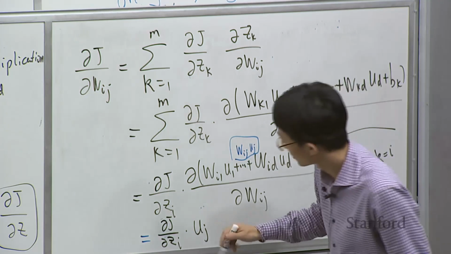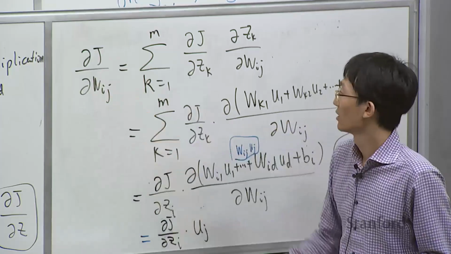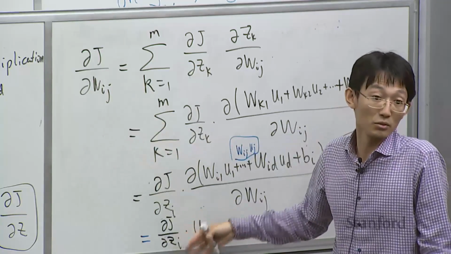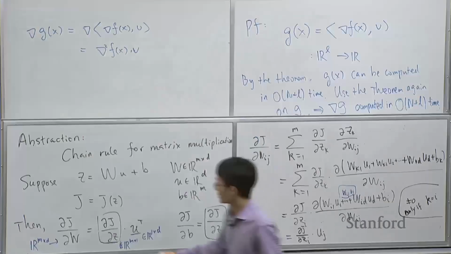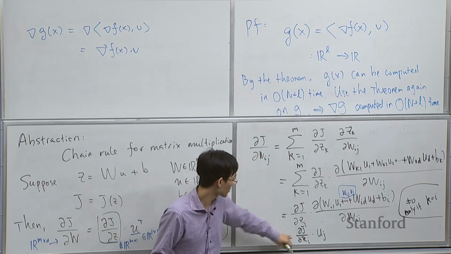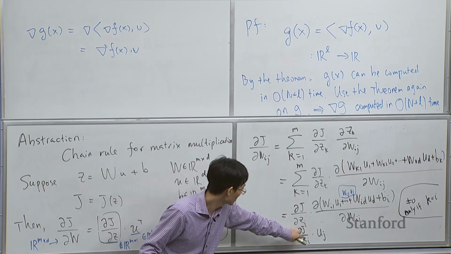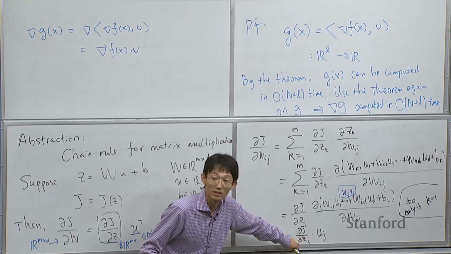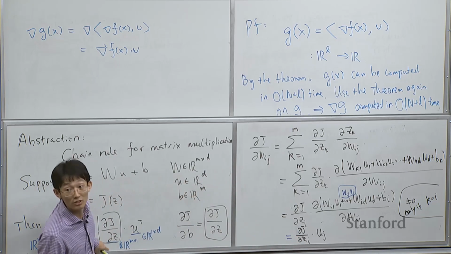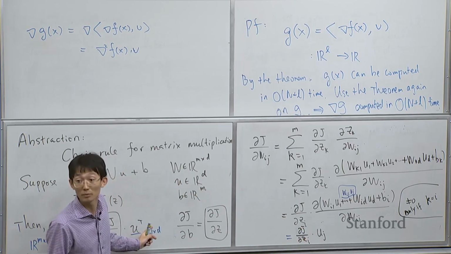Right. So that's my dJ over dw_ij. And then I have to group all of this into a matrix form. So if you verify that, basically you group all of these entries into a matrix form, it will be like this. You're going to get all of this dJ over dz_i into this dJ over dz term, and then this u_j term will be grouped into this u transpose.